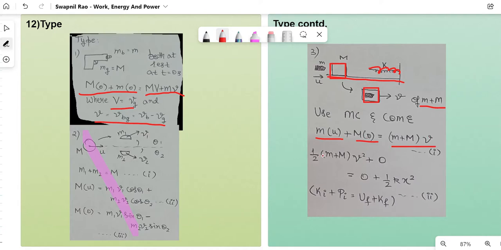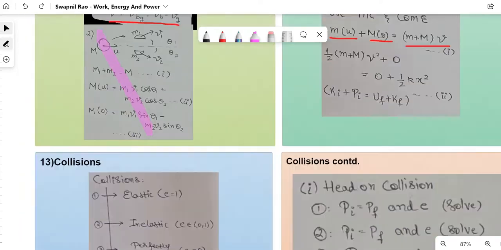And the second equation is COME, which is conservation of mechanical energy, which means initial kinetic energy, once it hit the bullet, will be half (capital M plus small m) v square, plus potential energy was 0. But once it comes to rest, kinetic energy will be 0, because once it hits the spring, the thing will come to rest, and potential energy will be built up in the spring, which is half kx square, just like I mentioned above. Solving these equations, you'll be able to get the values. And yeah, that was the type of problem.